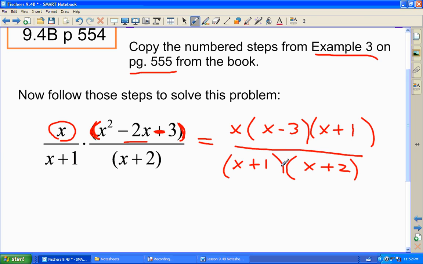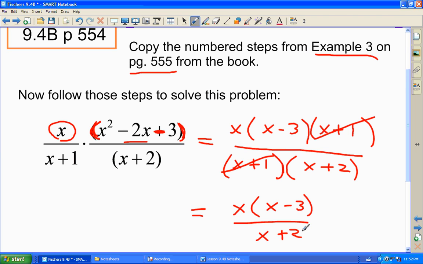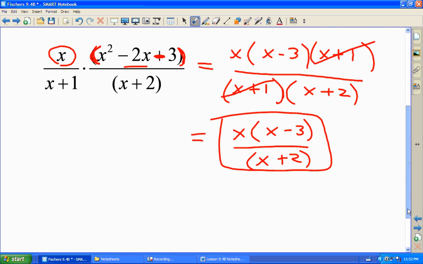And now the only thing I can cancel here is this and this. So my final answer is going to be x times x minus 3, whatever is left on the top, divided by x plus 2 on the bottom. That's all I can do. So if I follow those steps on page 555, all I've got to do is divide out common factors and leave it in the simplified form. So this is meant to help you by going over that example.